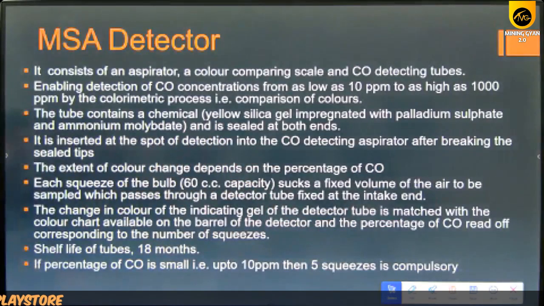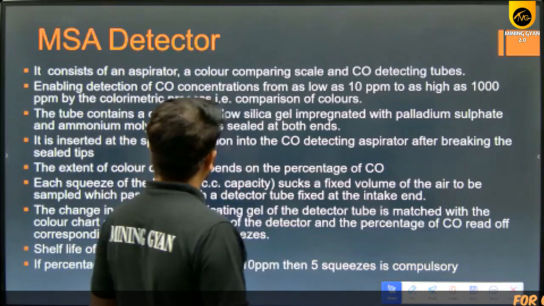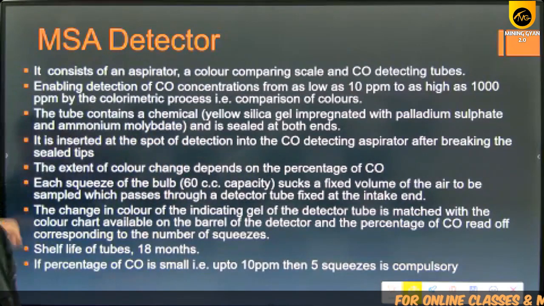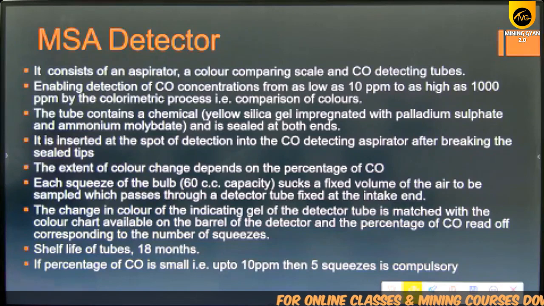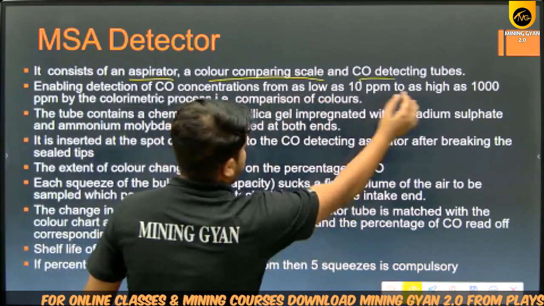Now, if we talk about the MSA detectors. As I told you, I was confused at that time, thinking maybe it would be a tube detector, but finally it is confirmed that the MSA detector is a tube detector. It has an aspirator valve, a color comparing scale, and CO detecting tubes.